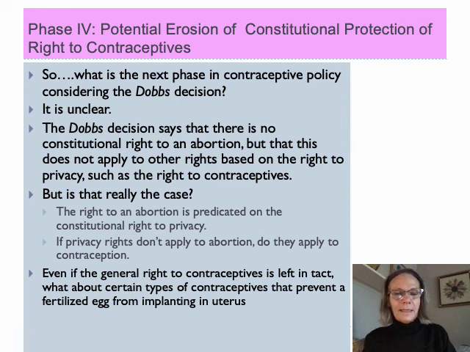But that being the case, even if broadly used contraceptives such as diaphragms, condoms, and the pill are left intact, it could be that certain types of contraceptives that prevent a fertilized egg from implanting in a uterus might be targeted. There might be laws passed at the state level saying that certain contraceptives such as the IUD, which prevents that implantation of a fertilized egg into the uterus, as does Plan B, could be criminalized in terms of access, use, and distribution.